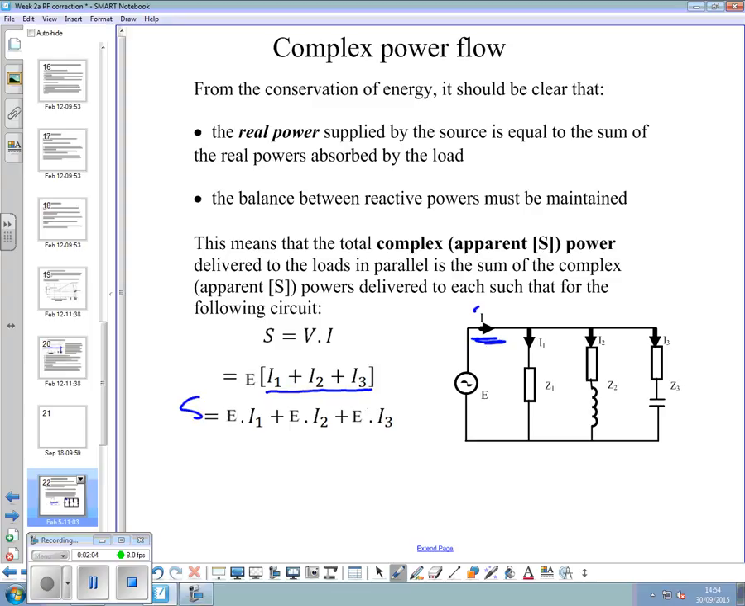we can say that S is equal to the power absorbed by Z1. So the S here is what's being delivered by the source, plus the power absorbed by the load Z2, plus the power absorbed by the load Z3. So that's S1, S2, S3.